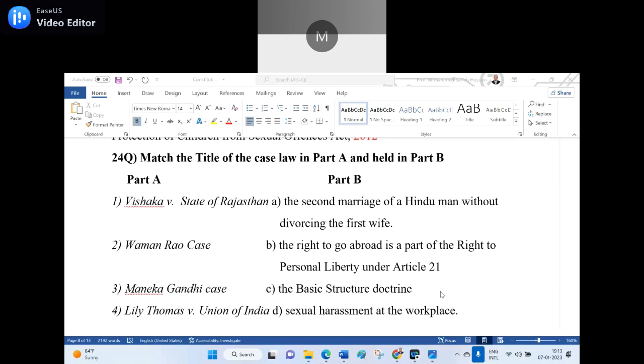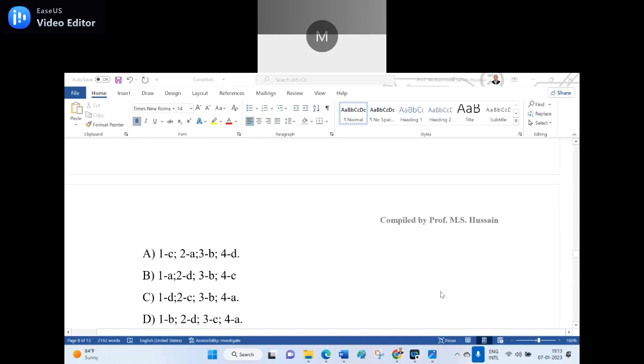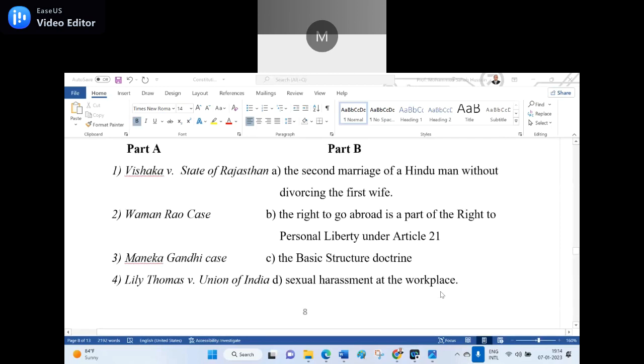Okay, 24th question. Match the title of the case in part A with what was held in part B. Part A: 1, Vishaka versus State of Rajasthan; 2, Vaman Rao case; 3, Maneka Gandhi case; 4, Lily Thomas versus Union of India case. Part B: A, the second marriage of a Hindu man without divorcing his first wife; B, the right to go abroad is a part of the right to personal liberty under Article 21; C, the basic structure doctrine; D, sexual harassment at the workplace. I am sure that is easy, but I would like to see how many people can make it out. Options: A, 1C, 2A, 3B, 4D. B, 1A, 2D, 3B, 4C. C, 1D, 2C, 3B, 4A. D, 1B, 2D, 3C, 4A. Okay, here I am showing the options. I am sure you can make it out. It's not that tough.